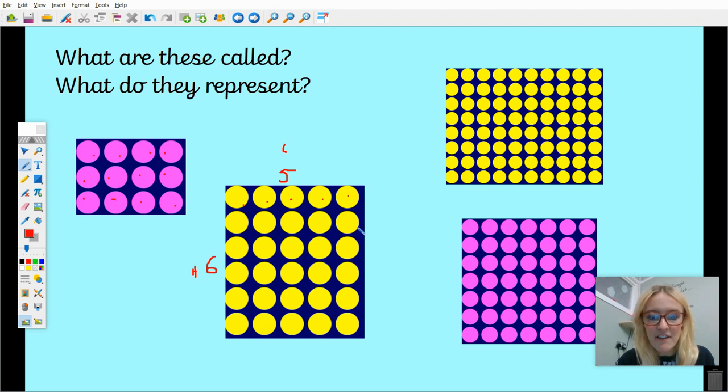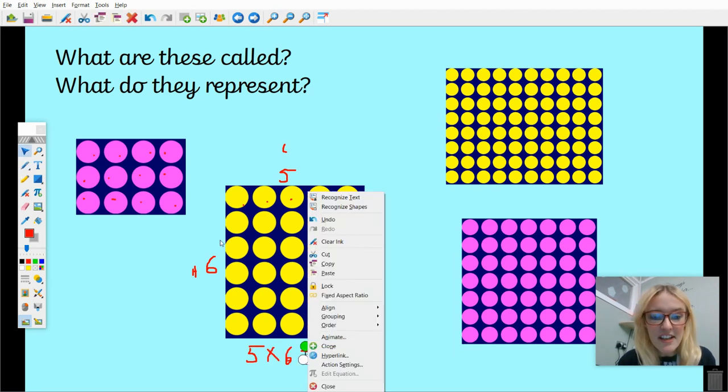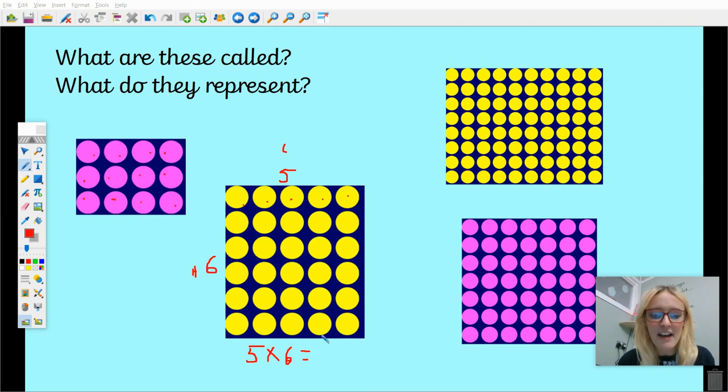If you're like, no, counting squares, that's too easy for me, you can do 5 add 5, add 5, add 5, add 5, add 5, which is the same as doing 5 times 6. So the area of this rectangle is 30 centimetres squared. Okay. All right, let's have a look at this one because this is a lot of dots to count.